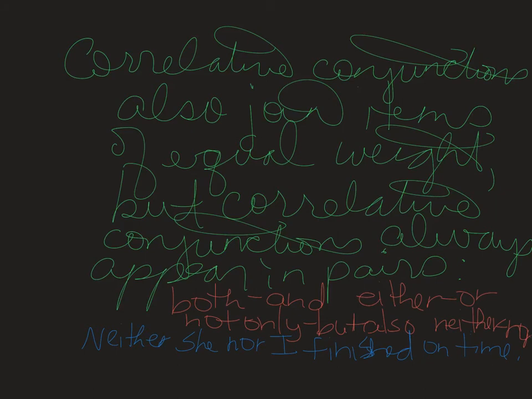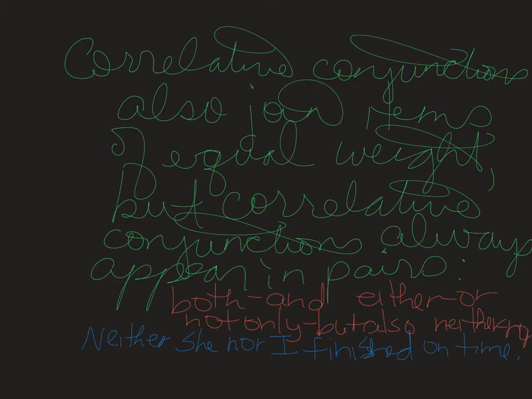Correlative conjunctions also join items of equal weight, but the difference is that correlative conjunctions always appear in pairs. They are used in place of some of the coordinating conjunctions in order to emphasize something. You have the pair conjunctions to emphasize. Here are the choices for correlative conjunctions. There are only 4 pairs: both and, either or, not only but also, and neither nor. Here's a sentence example: neither she nor I finished on time.